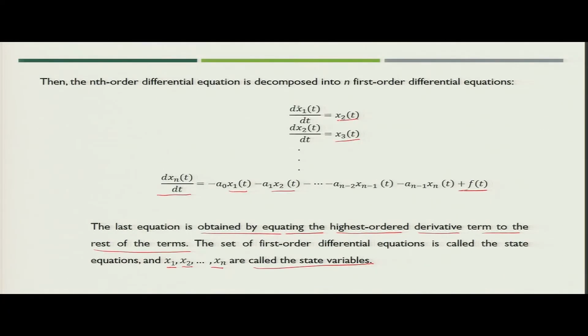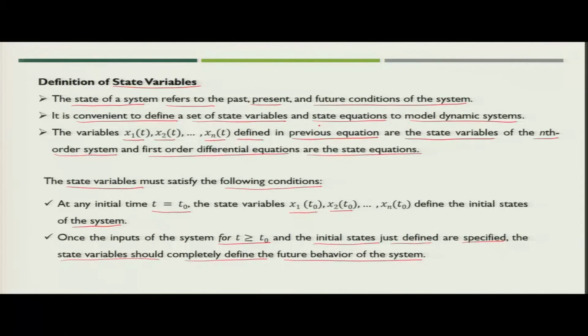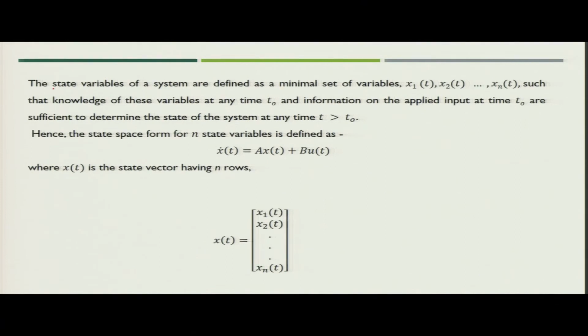So, the variables which you have seen, x2, x3 and so on, are somehow defining the derivative of the previous variable. With this you can specify the system performance, that is the present or future condition of the system. That is why these are called state variables. Now, state variables of a system are defined as a minimal set of variables, that is x1 to xn, in such a way that the knowledge of these variables at any time t0 and information on the applied input at that time t0 are sufficient to determine the state of the system at any time t greater than t0.